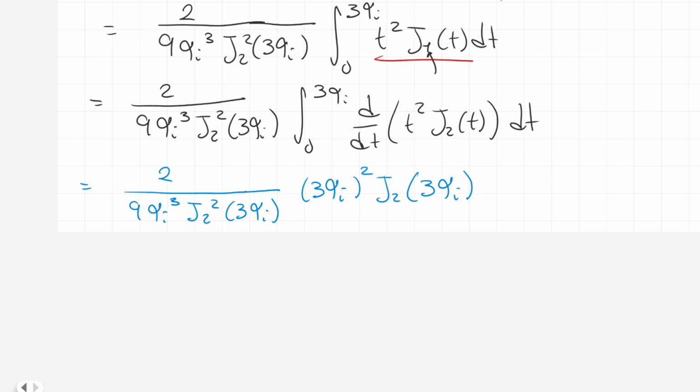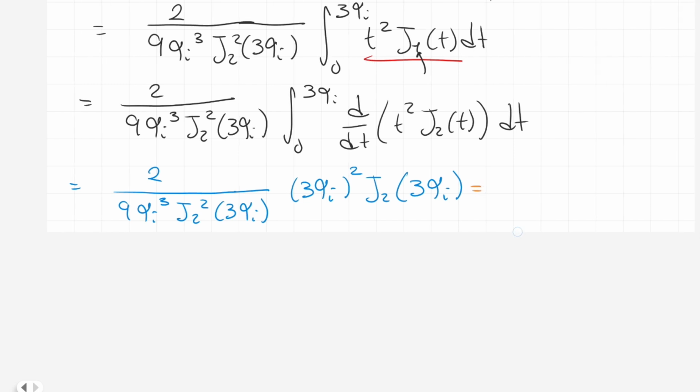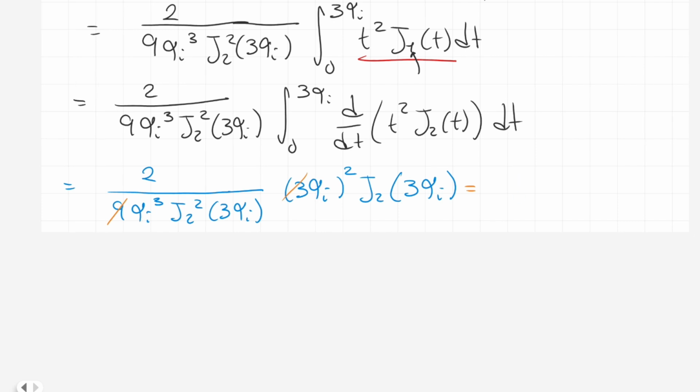Perfect. So with this, we can get that, well, this 3 squared will cancel with this 9, and then alpha_i squared will cancel with this alpha_i cubed. So we will get 2 divided by alpha_i J_2 squared of 3 alpha_i times, here we can cancel again, right? So we will get just J_2 of 3 alpha_i in the denominator, like this.